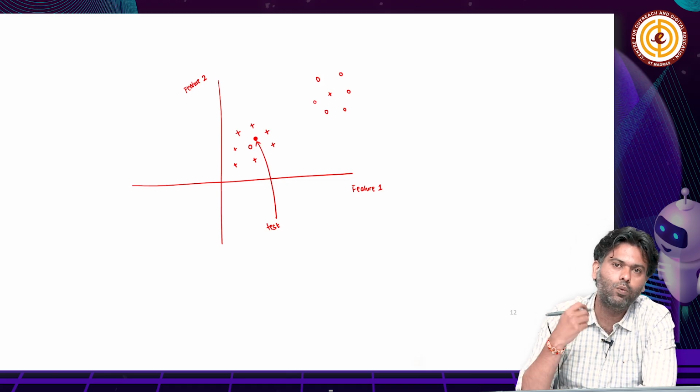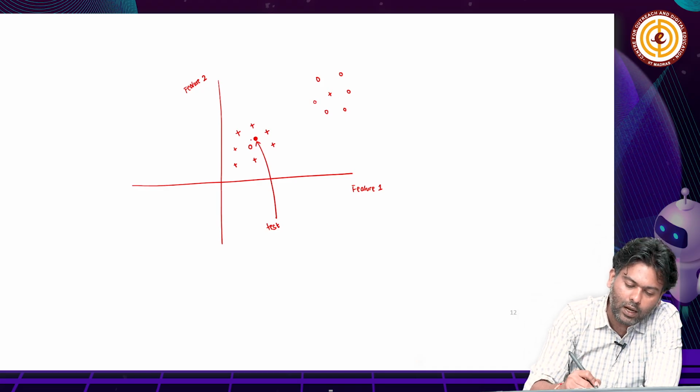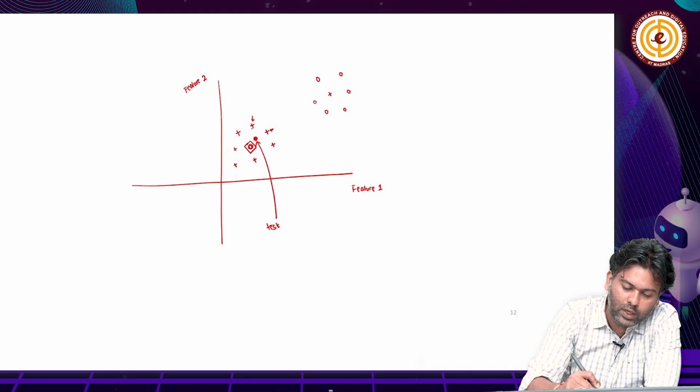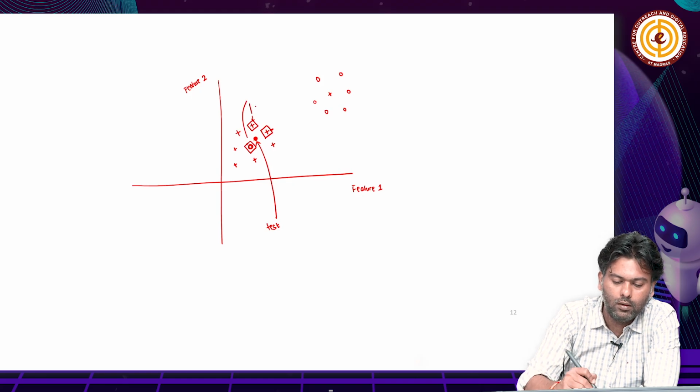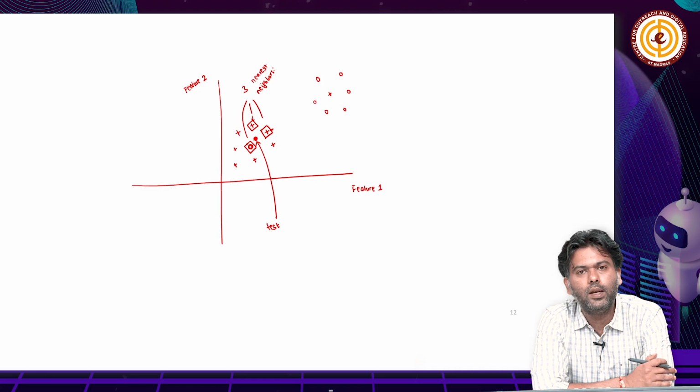Let's say I asked for a vote from 3 neighbors instead of just one, which means that I look at the top 3 closest points in my training data to this test point, and that would be, of course, the outlier here, and then this point, let's say, and this point. So now these points become my top 3 nearest neighbors. Now, what do I do with these 3 nearest neighbors?